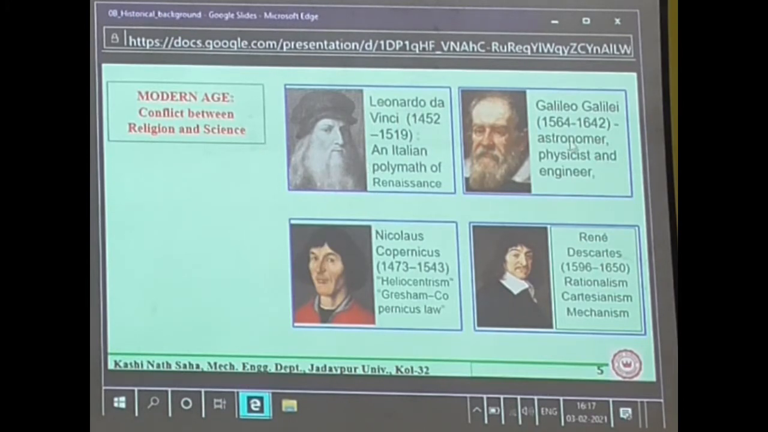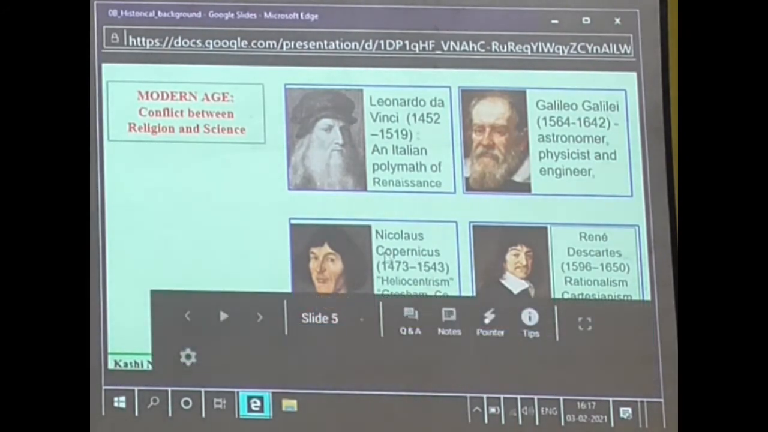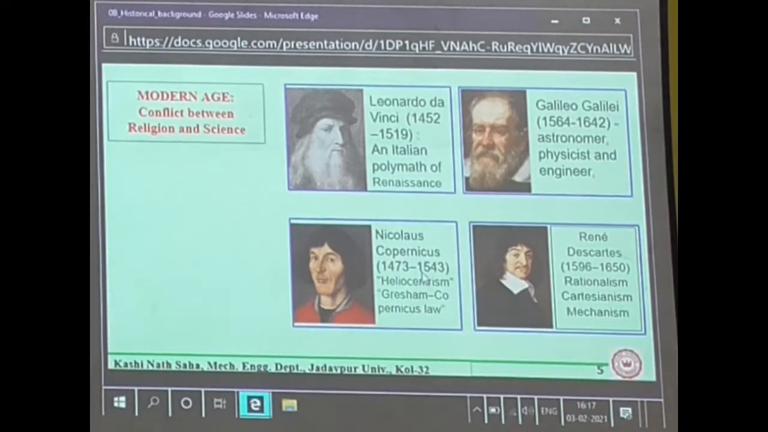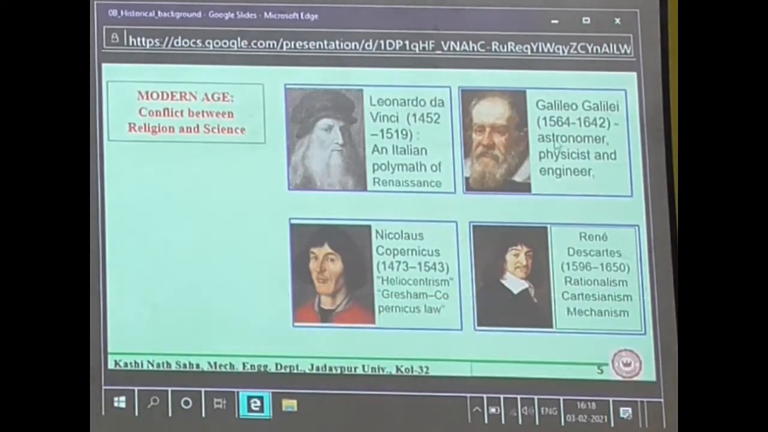Then Galileo Galilei, he was in direct confrontation, and there is Copernicus, actually this heliocentrism, that means the sun is the center of this universe. That observation was made by Copernicus. And based on that observation and some other theoretical modeling which Galileo Galilei could develop, he opposed religion.